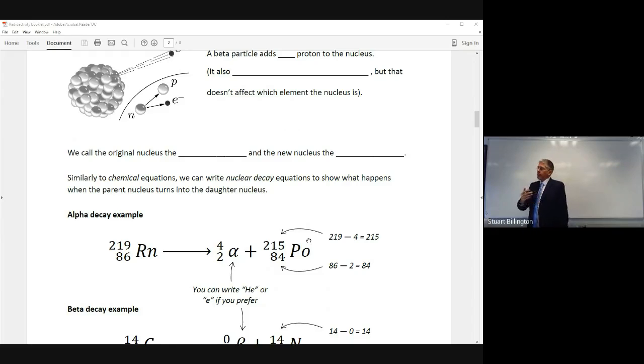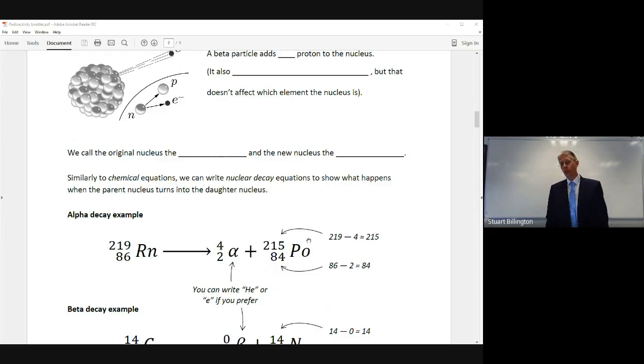And then what gets left behind are all of the other protons and neutrons. So there used to be 219, but 4 of them have left, meaning that there are only 215 remaining. There used to be 86 protons, but 2 of those have left as part of the alpha particle, and that leaves 84 behind. Now, in chemistry, you would have a periodic table and you would be able to look up element 84. But in physics, we're not going to give you a periodic table. You don't need one in the exam. You'll always be told what chemical it is.